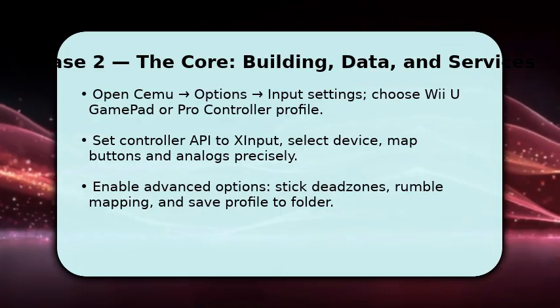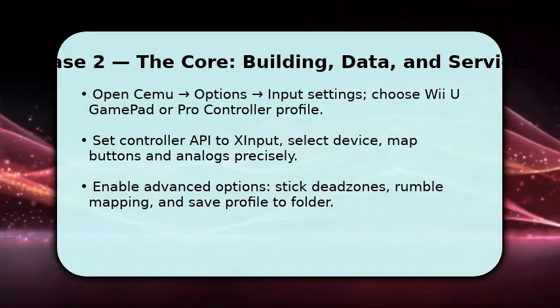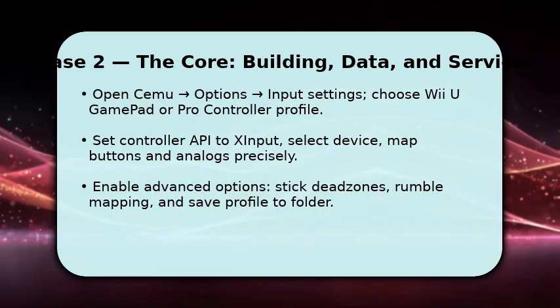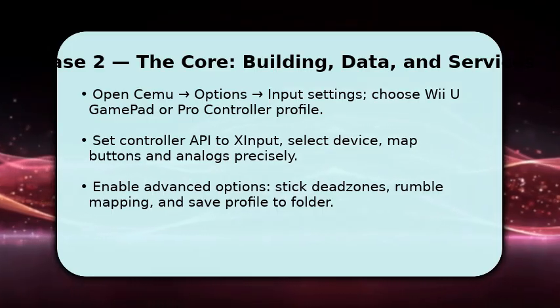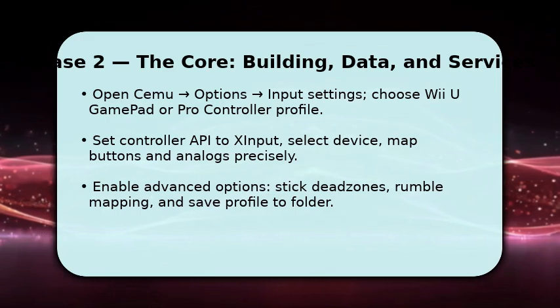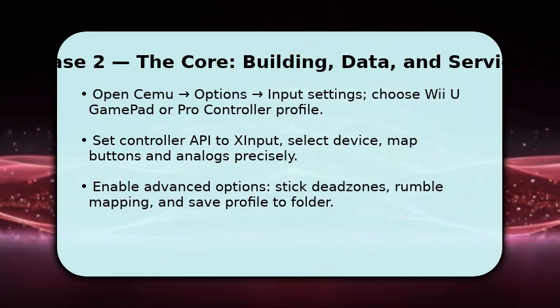After mapping, tweak dead zones and sensitivity to prevent drift, and enable rumble if you want force feedback. Save the profile to the Cemu folder so you can reuse the exact configuration every time you launch a game.